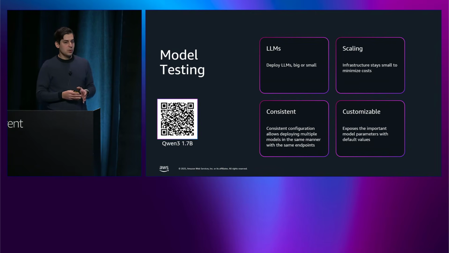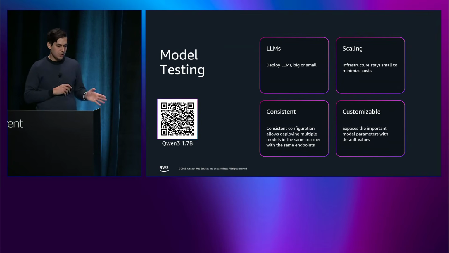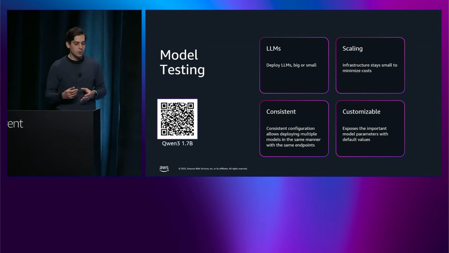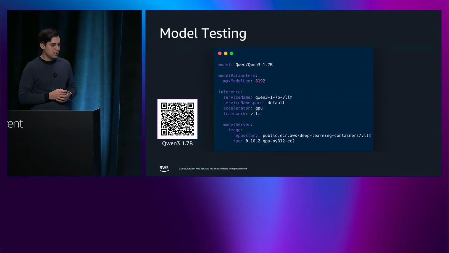It's consistent. So you saw that Helm file a second ago. Everything you're going to see is going to use a very similar Helm file. And all the endpoints are going to stay the same. So if you're testing vLLM with Qwen3, and Triton with some really big model, for instance, everything is as consistent as we can, so you can swap in and out. And it's customizable. So we have all the model parameters exposed. So if you want to override things or change things, that's all possible to do.